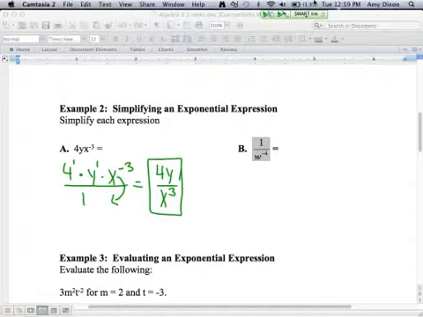You leave it, yes, because we don't know what x is. If we knew what x is, we could plug it in and get a number, but in this case, when it's just variables, that's all we can do. That's the most simplified we can get there.